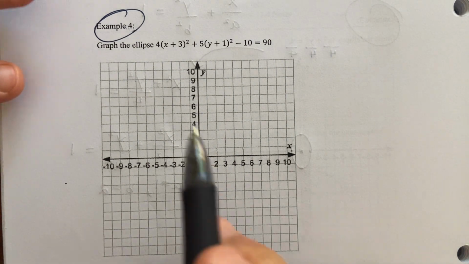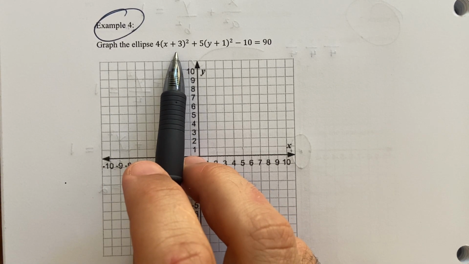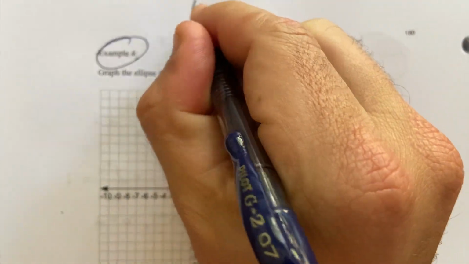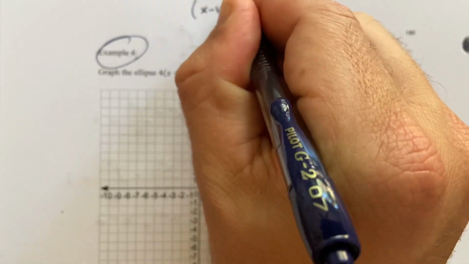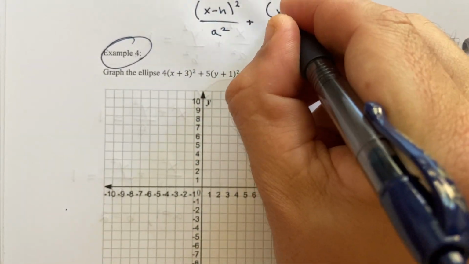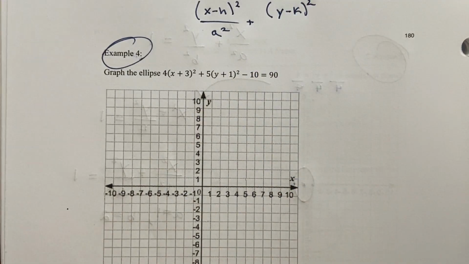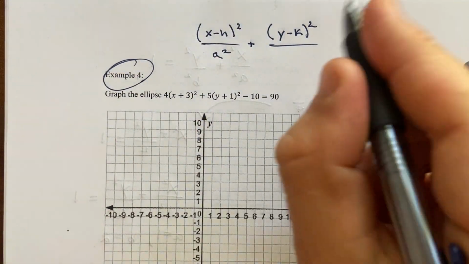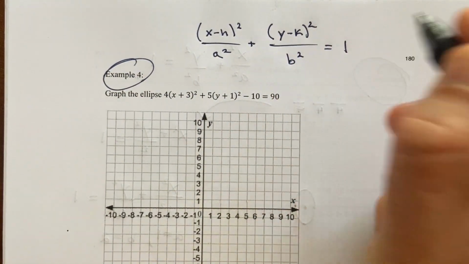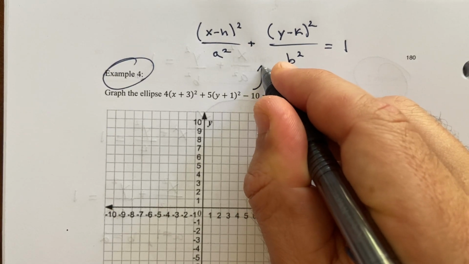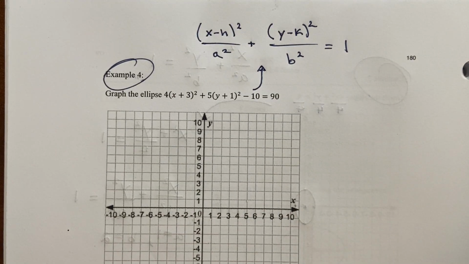All right, so what we need to do is put this thing into standard form. What we want to achieve is something that looks like (x minus h) squared over a squared plus (y minus k) squared over b squared equals 1. So we want to transform this thing into this.